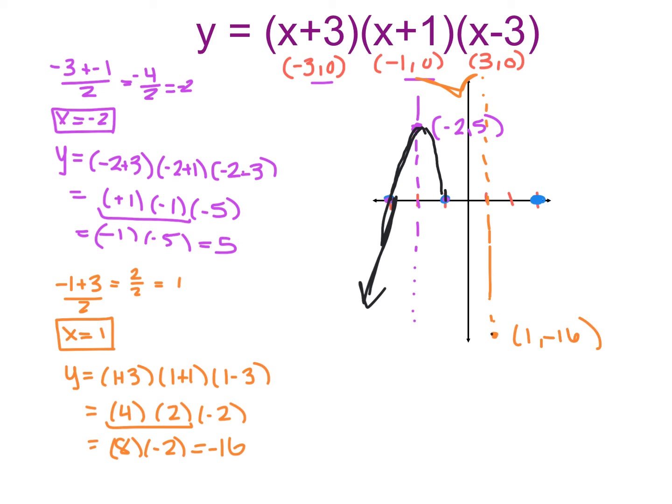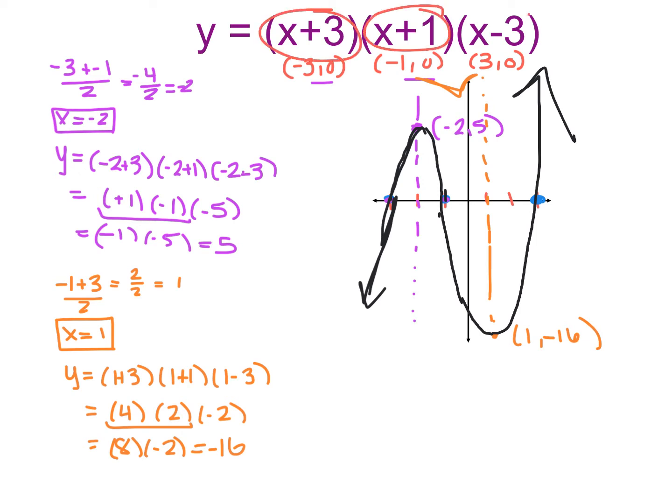So now I can continue my sketch. I know that it's going to be coming through and hit down there at 1, negative 16, and then it's going to curve, come back up, and go all the way through the graph. So I can see here that it kind of looks like it has two quadratics in there kind of smushed together, but here we have our polynomial graph. It's in our intercept form, so we have our x-intercepts in these three locations of negative 3, negative 1, and 3.